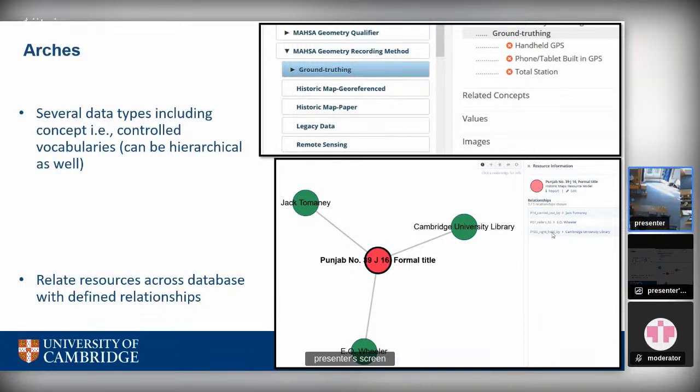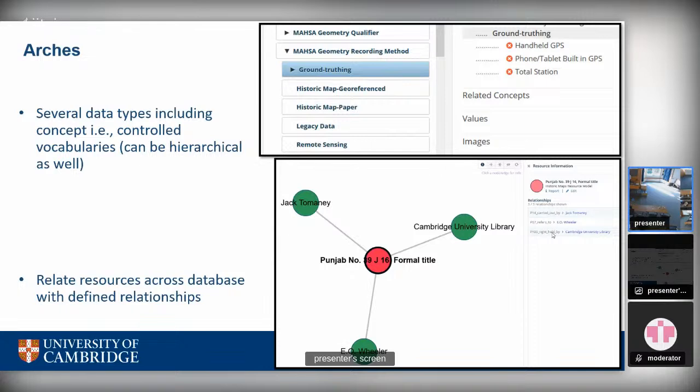And a powerful thing about this concept data type is that it can also be hierarchical. Like there is a parent and then it has some children. For example, in the top right, you can see that ground truthing is a concept under the geometry recording method, but it has further children, which include handheld GPS, phone, tablet, built-in GPS, or total station.